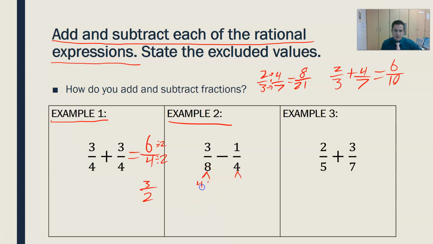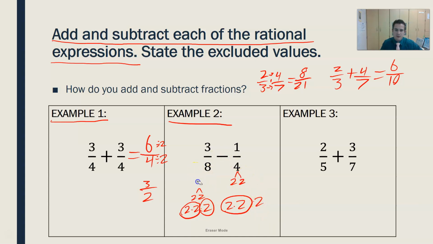So 8 is equal to 4 times 2. 4 is equal to 2 times 2. Notice in 8, I have 2 times 2 times 2. In 4, I have 2 times 2. They both have two 2's in common, but 8 has an additional 2. So I'm going to need to tack on an additional 2 over here.